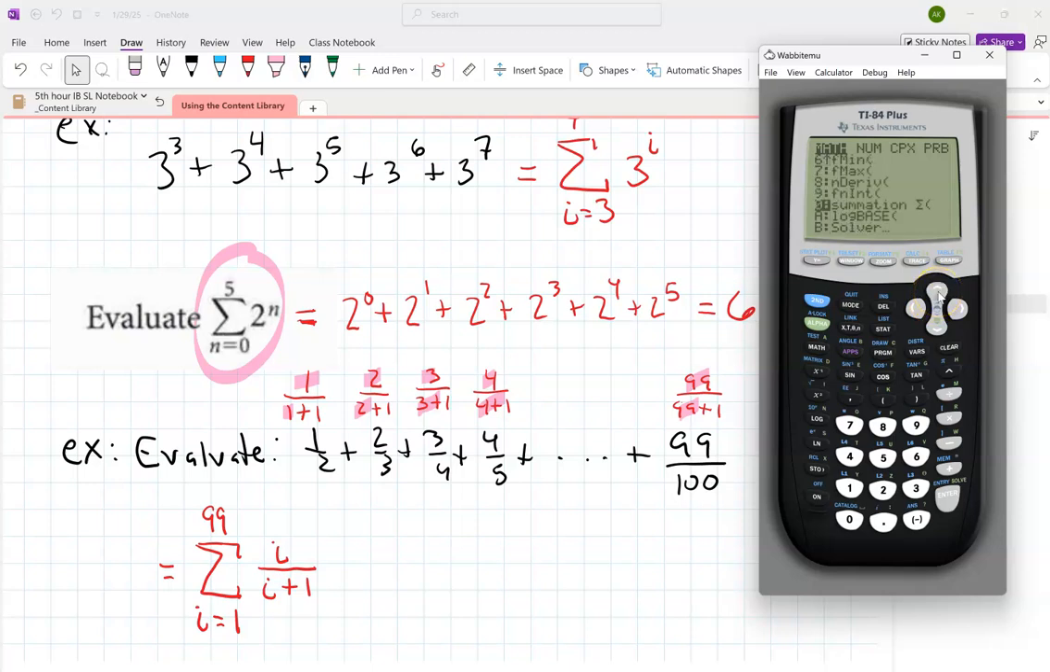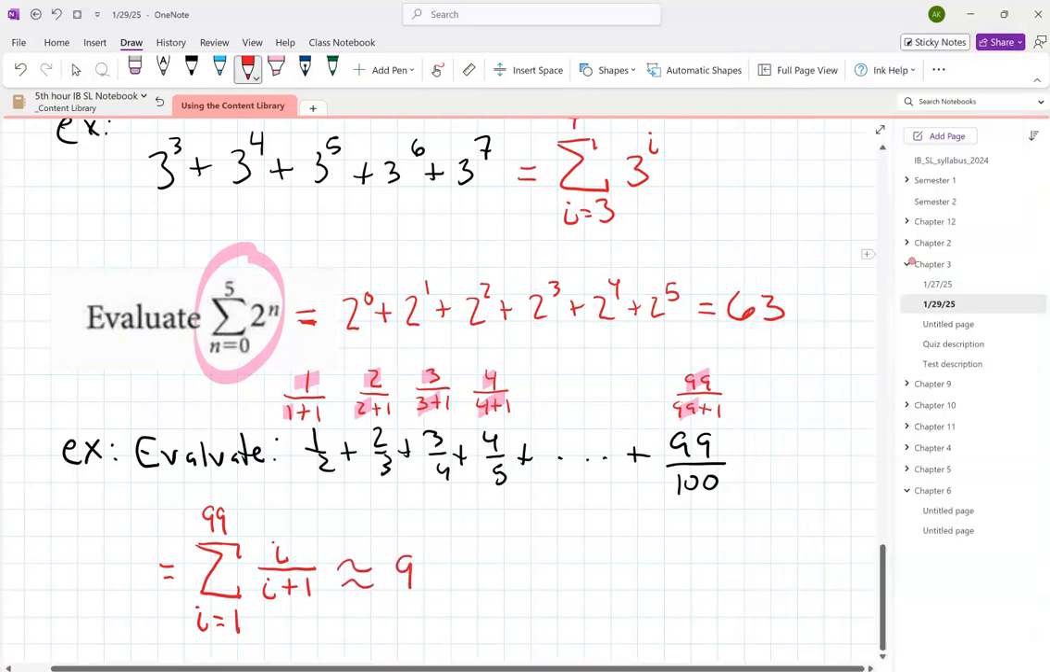So math, summation, x equals 1 to 99. And then I'm going to do alpha y equals, and I'm going to do the fraction command here to make that x over x plus 1. And then press enter. It'll think here for a minute. It tells me it's this, and I'll say, is that a fraction? It says apparently it doesn't want to give it to me as a fraction. So 94.81 or something. I'll just go with that.